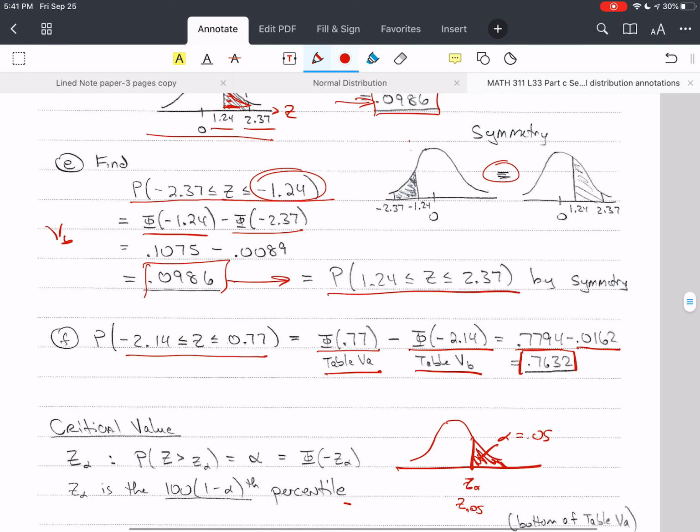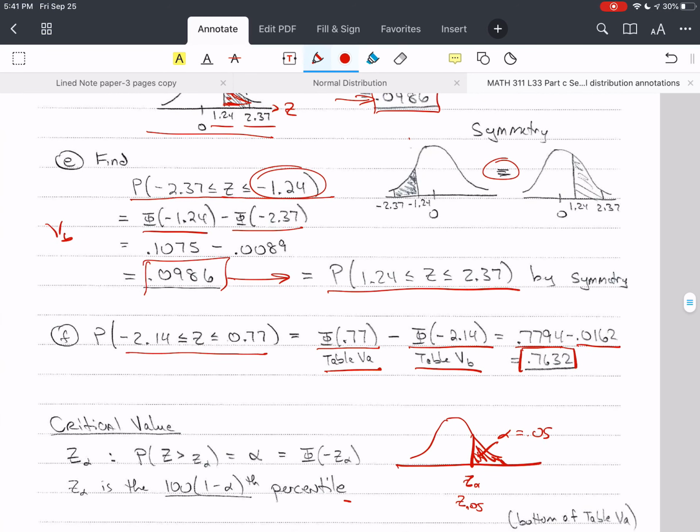Now, I've talked about critical value. I want to formally define it. The critical value is Z sub alpha, and that is this Z score such that the probability that Z is greater than, not less than, but greater than Z sub alpha is equal to alpha. So if Z sub 0.05 is my Z sub alpha, then alpha is 0.05. So the probability that Z is greater than that number is 0.05. Of course, this keeps going forever, never touches.